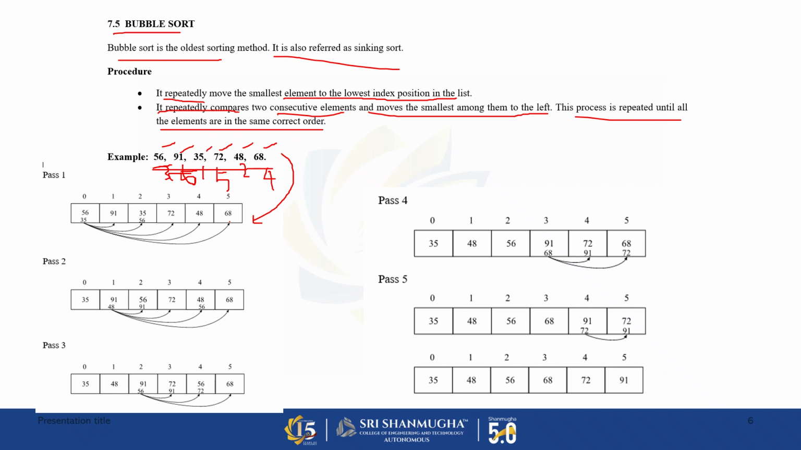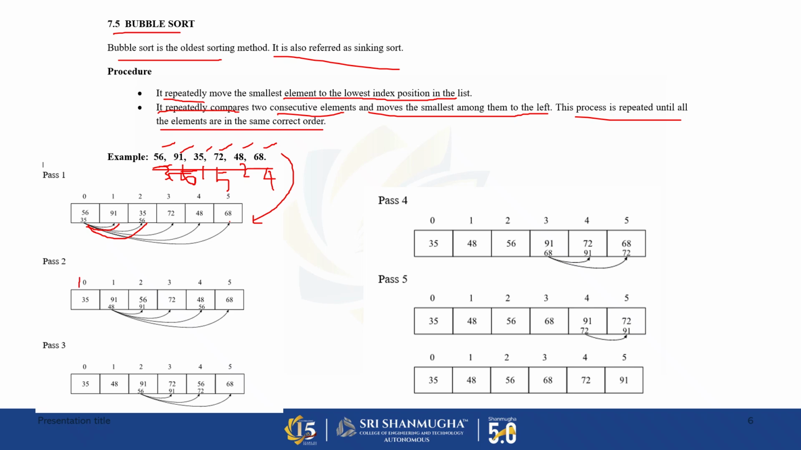First, 56 is compared with the first number. 56 and 91: which one is smaller? 56 is smaller, so we move to the next. Which one is smaller, 56 or 35? 35 is smaller, so it moves here. Again, 35 is compared with 72, then 35 is compared with 48, and 35 is compared with 68. So in the entire list, 35 is the smallest number.